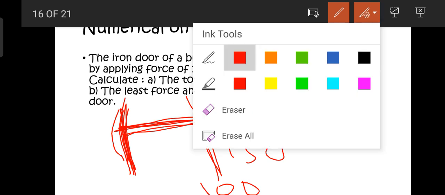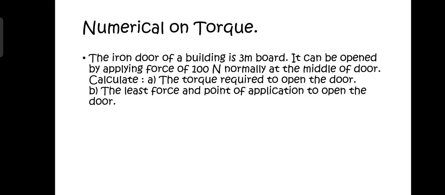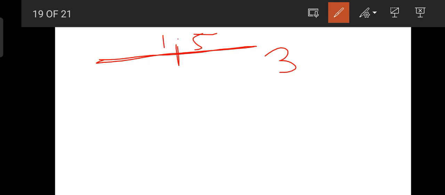Now we know that the iron door is 3 meter broad, so here the distance is 3. And in the middle it was 1.5 and 100 Newton, so the answer of the torque was 150. So let me explain on this. See, we have studied that this is a door, this is 3, this is 1.5, and this is the pivoted point. And here it is 100.